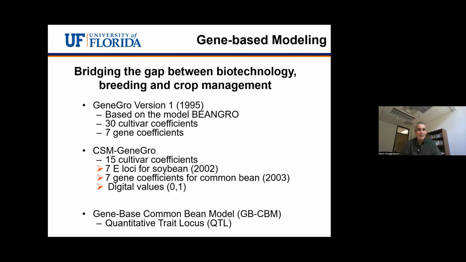So one thing we try to do is bridge the gap between biotechnology, breeding, and crop management. And already quite a few years ago, I worked with a colleague who was then based at CIAT, one of the international research centers, on dry beans, where we developed a gene-based model as an outcome of the BeanGro model, where we actually had 7 real genes, which we then linked to these cultivar coefficients. And that resulted then in a gene-based model. So if a person was able to identify the genes associated with a particular variety, that can be defined as an input into the crop modeling system.